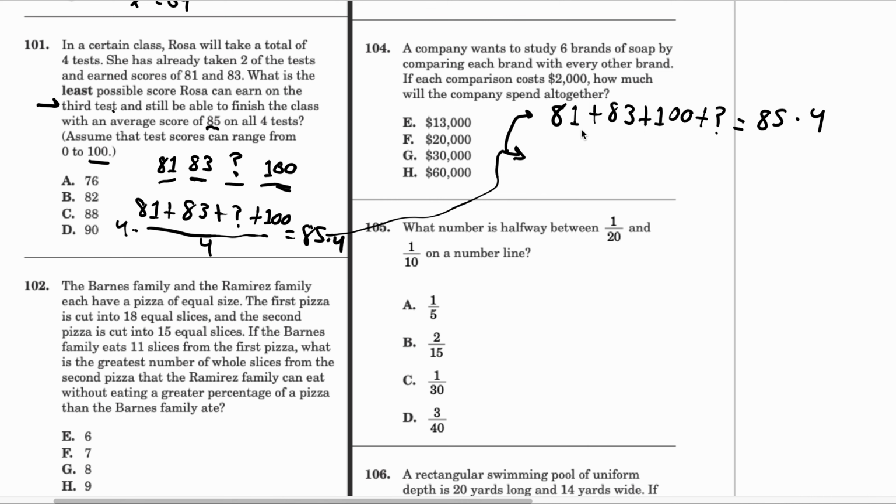So if we add these together, this is going to be 264 plus our question mark is equal to 320 plus 20, which is 340. So then our question mark is going to be 76. So that would be A. Okay, excellent.